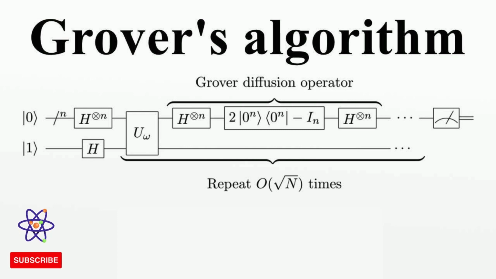The significance of Grover's algorithm lies in its potential to speed up tasks like database searches and optimization problems, impacting fields ranging from data retrieval to combinatorial optimization.